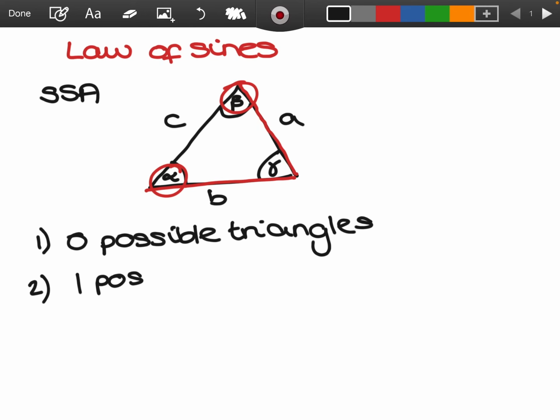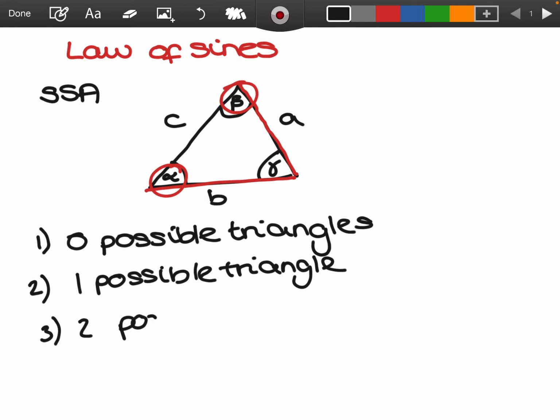You can have one possible triangle or two possible triangles. So we will look at the three different cases that we have here and what you expect to find for each case and how you know that there is 0, 1 or 2 possible triangles. Okay, and this is only for when we have the side-side angle triangles. So the first example is going to be one where there are no triangles possible, and I'll show you exactly what we are looking for.